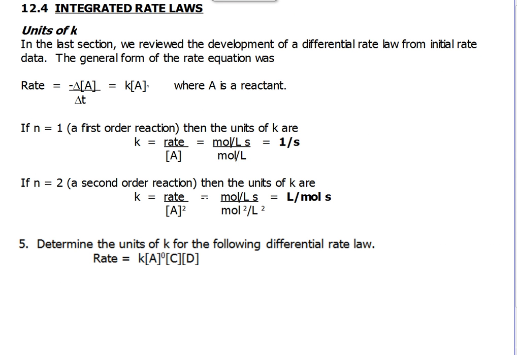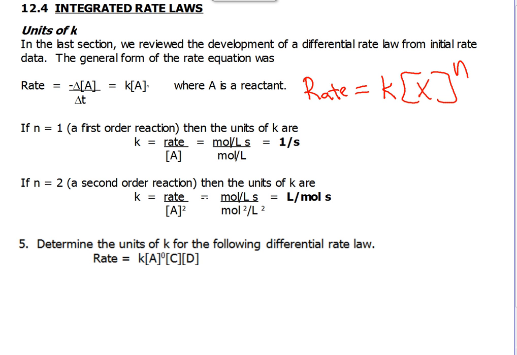How do I figure out the units for K? Let's talk about K again and the whole reaction rate. The rate is equal to K times [X] to some n power. As n changes, the units for K will change.